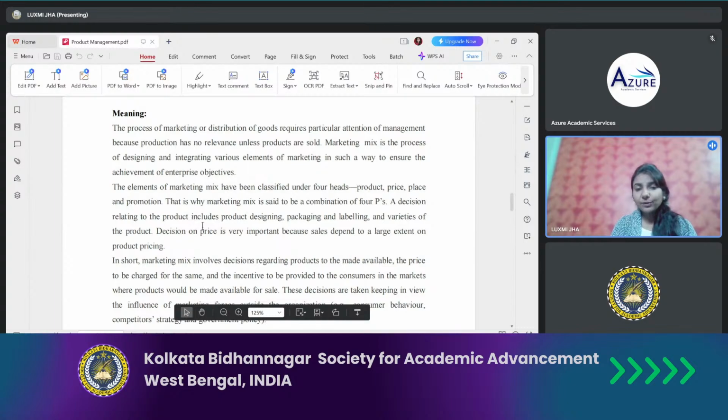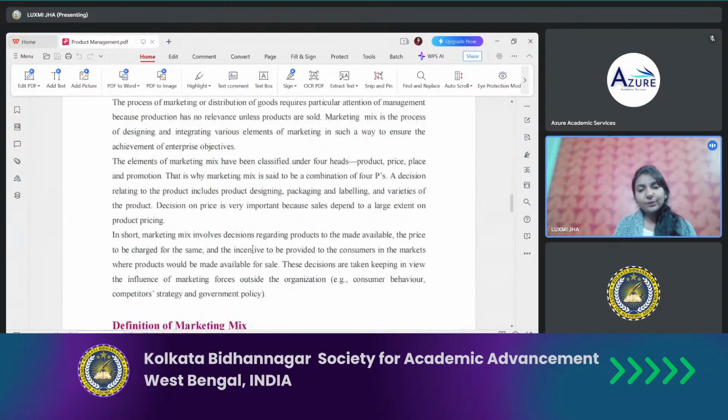A decision relating to the product includes product designing, packaging, labeling, and the varieties of the product. Decisions on the price are very important because sales depend to a large extent on the product pricing. I will just give you a small example so that you can correlate with it. Now, in short, marketing involves decisions regarding what product is to be made available, the price to be charged for it, and the incentives to be provided to the consumers in the market where products would be made available for sale. These decisions are taken keeping in view the influence of marketing forces, that is, consumer behavior, competitor strategies, government pricing policy, and so on.